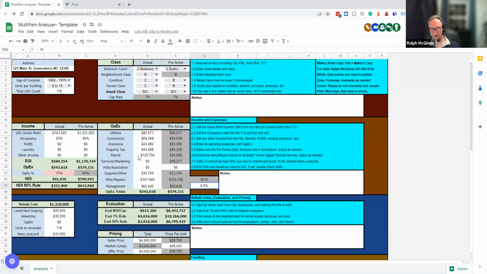So you want to make sure that all your numbers are in here. If your numbers are not all in here, it's going to inflate the value of the place, because your OpEx is going to be lower, which means your NOI is going to be higher. So if you're doing an NOI over cap, that means your evaluation is going to be higher, right? So keep an eye on that, and always remember, nobody tells you the truth.